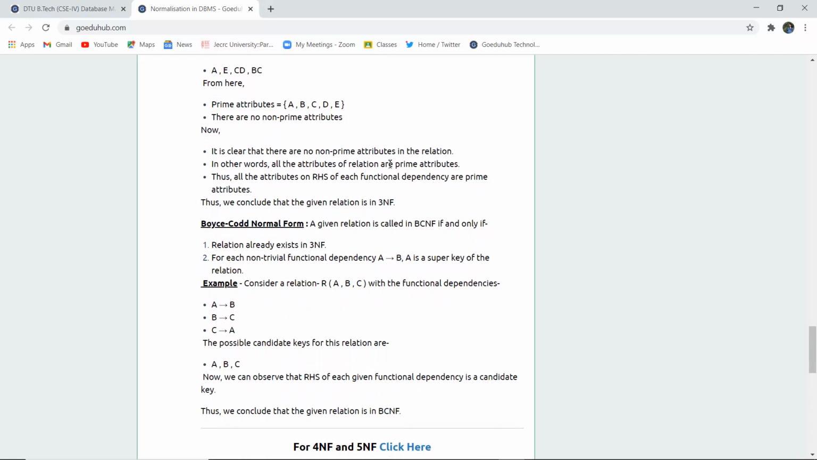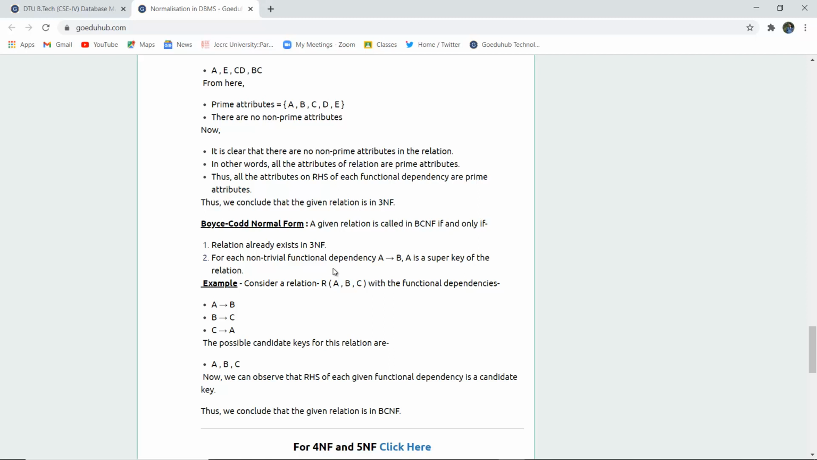Now, what is the Boyce-Codd normal form? A given relation is in BCNF if and only if it exists in 3NF, which we have just discussed, and for each non-trivial functional dependency A to B, A is a super key of the relation. A has to be the super key.